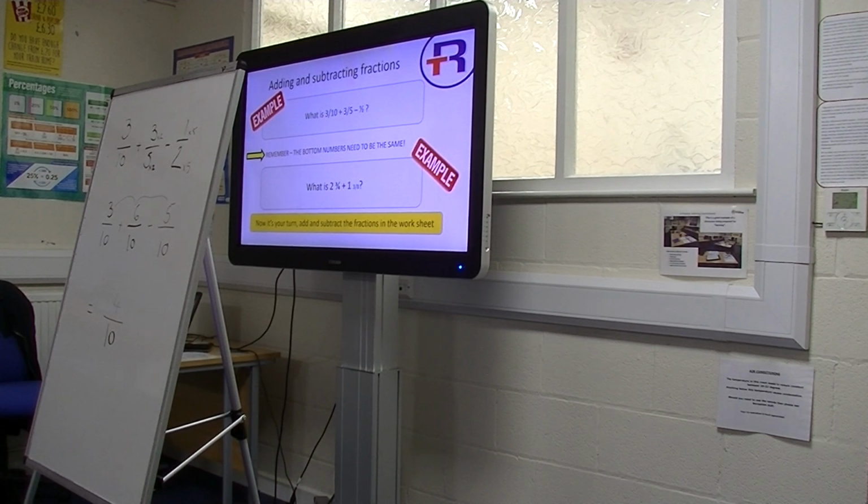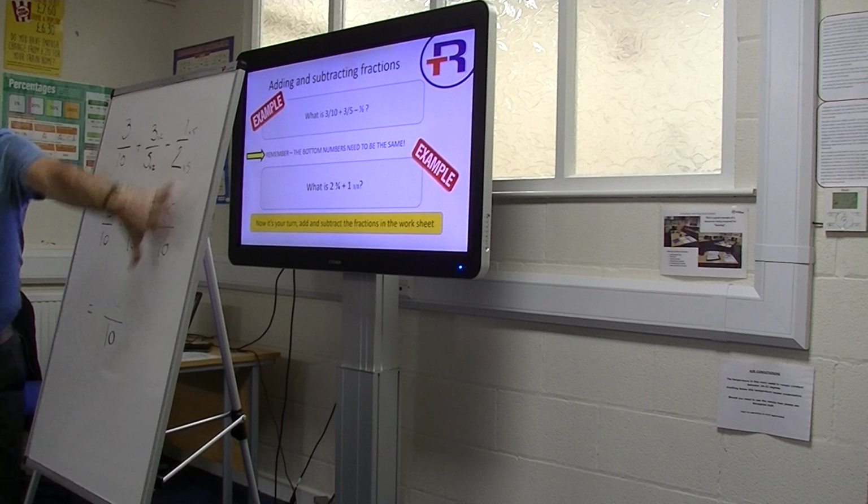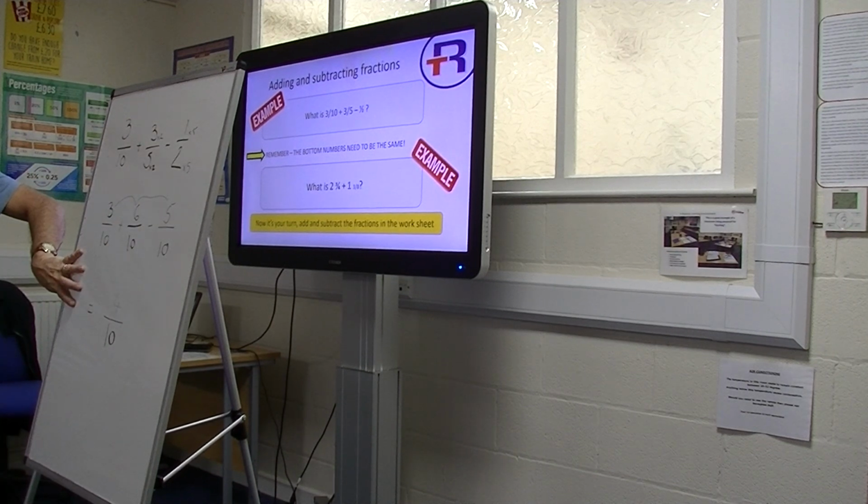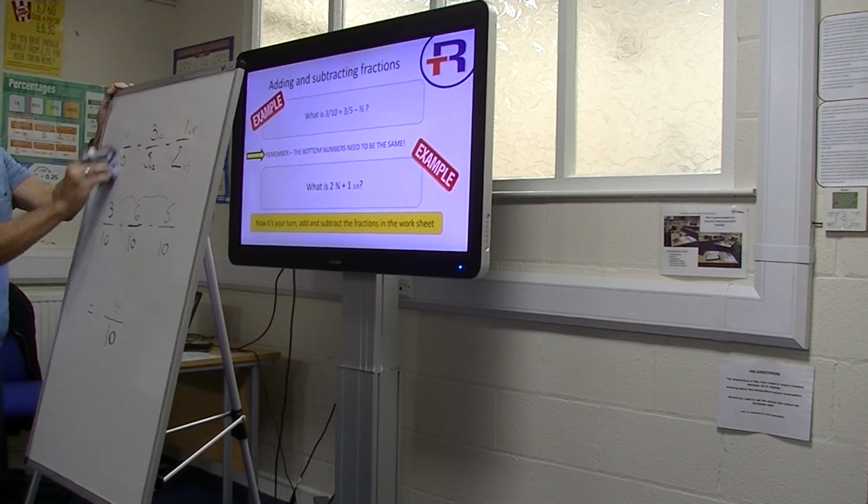What if the final answer is an improper fraction? We'll come to that in a few minutes. So, fairly easy-ish to do, as long as you can compare them fractions. Fairly straightforward, nothing too tricky.